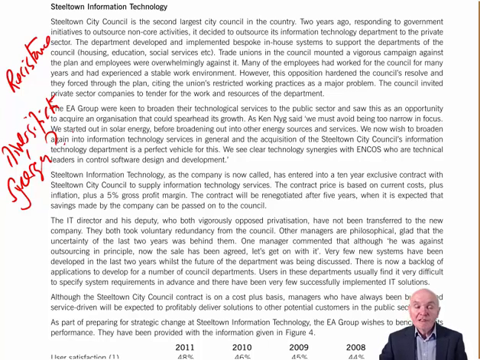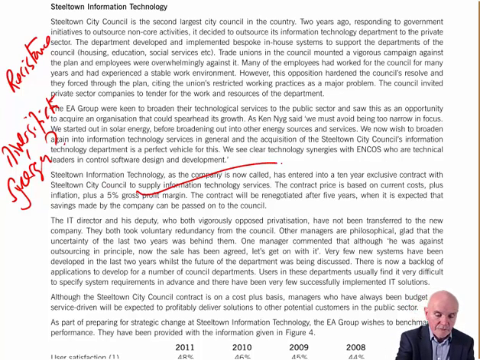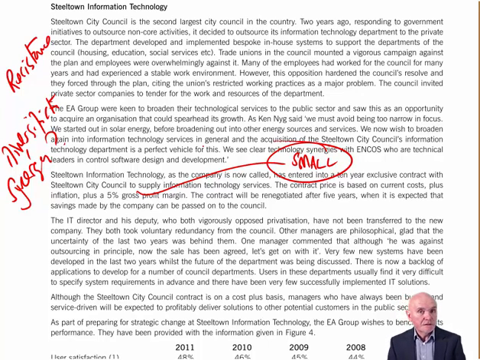Steeltown Information Technology, as the company is now called, has entered into a 10-year exclusive contract with the City Council to supply IT services. The contract price is based on current cost plus inflation plus 5% gross profit margin. So a 5% gross profit margin, I would say that was pretty small. That might be something suitable for a net profit margin, but as a gross profit margin, 5% is very small indeed. The contract will be renegotiated after 5 years, when it is expected that savings made by the company can be passed on to the council.